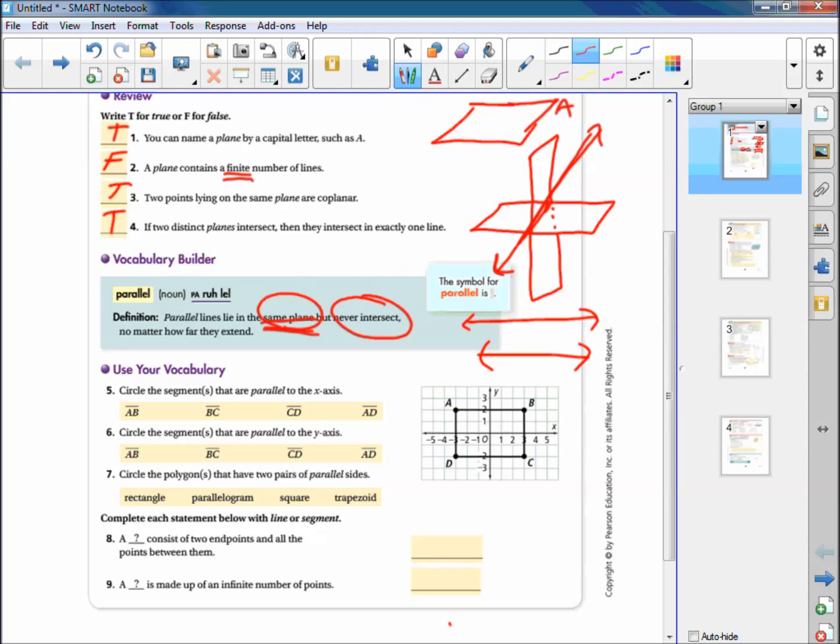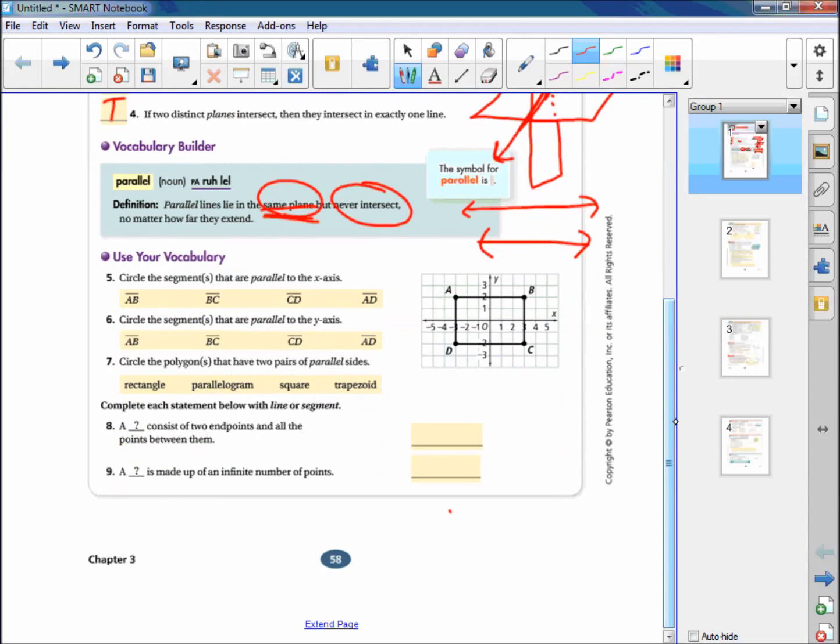So I'm drawing them on this flat piece of paper. So they go on forever on my plane, which is the piece of paper. All right, circle the segments that are parallel to the x-axis. Let's see. So the x-axis is the sideways one. And the segments that are going to be parallel to it are going to be AB and CD. So we would circle AB and CD.